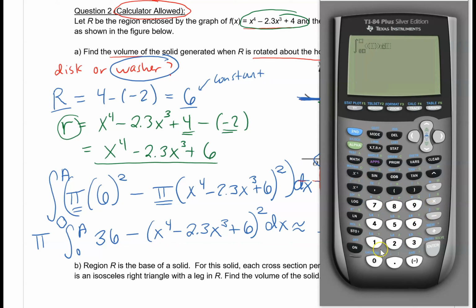I'm going to go from 0 to 2.3 because that was my x coordinate of the point of intersection. Then I'm going to do 36, that was my 6 squared, minus, and then I have these parentheses, x to the 4th minus 2.3x cubed plus 6. That was our radius expression. And then I'm going to square that. I had to put that in parentheses and square it.